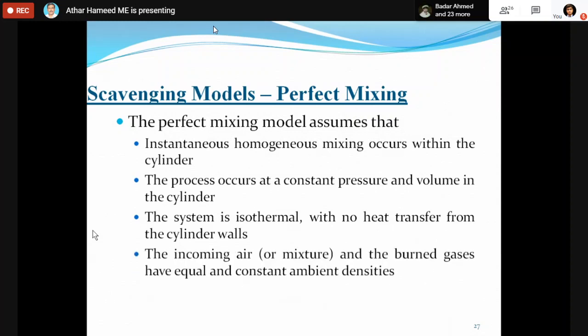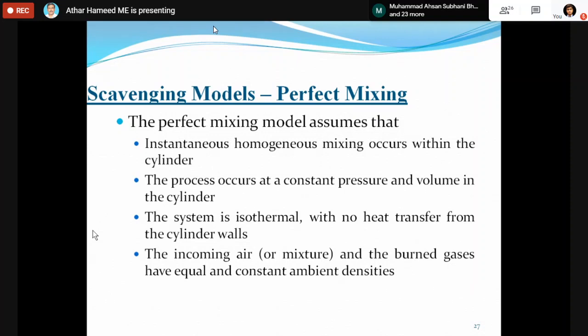The incoming air mixture and the burnt gases have equal and constant ambient densities. This is also an assumption, because only in this case will instantaneous mixing be possible, when they have equal and constant densities. I have told you that the piston is moving too fast inside the cylinder.